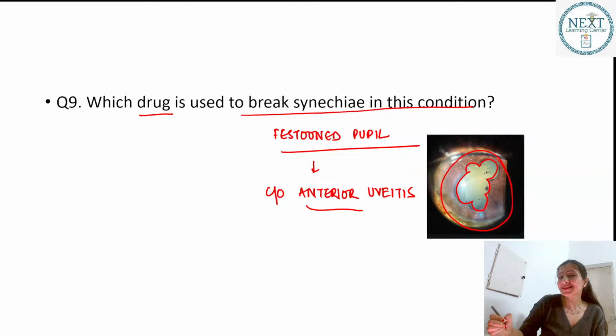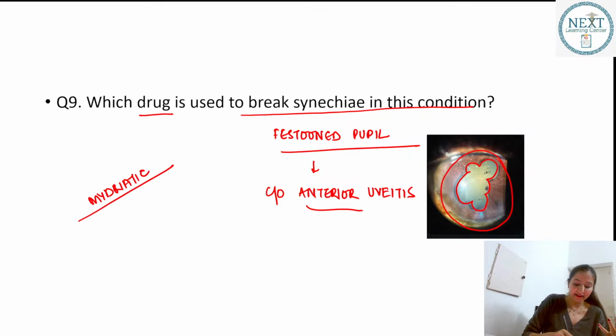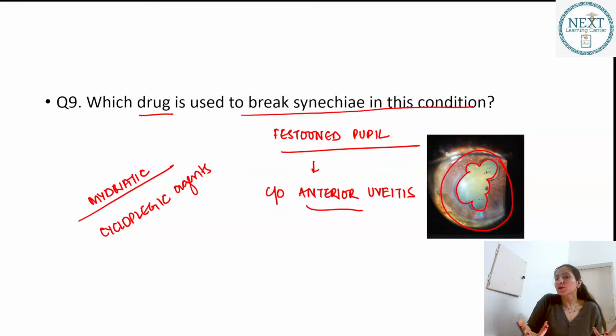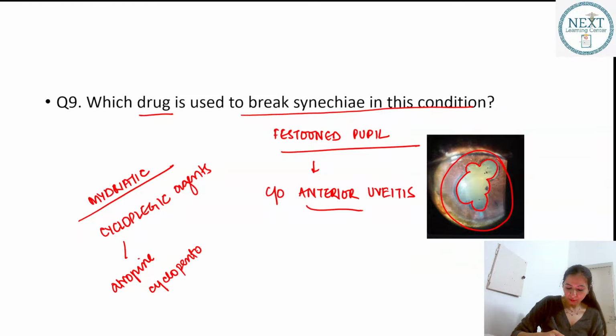Now, what is the drug that is used to break it? If you give a drug that acts as a mydriatic, it will break the synechiae. So what are these drugs called? These are your cycloplegic agents. And what are the cycloplegic agents we have? You know, we have atropine, we have cyclopentolate, and we have homatropine.